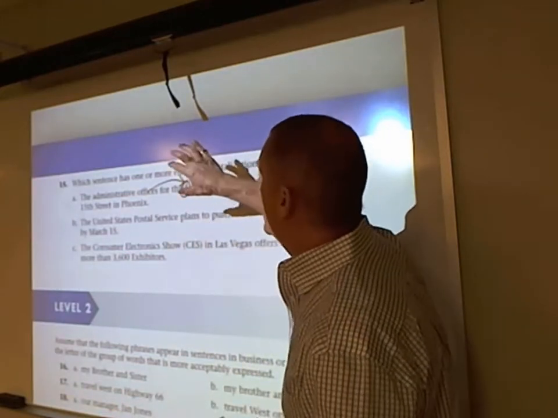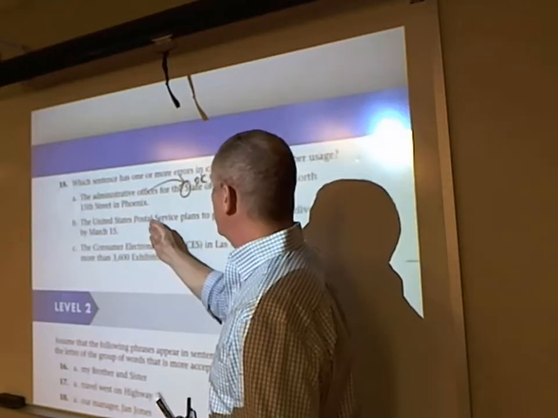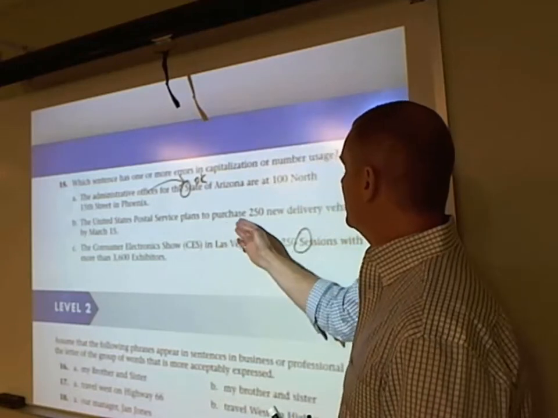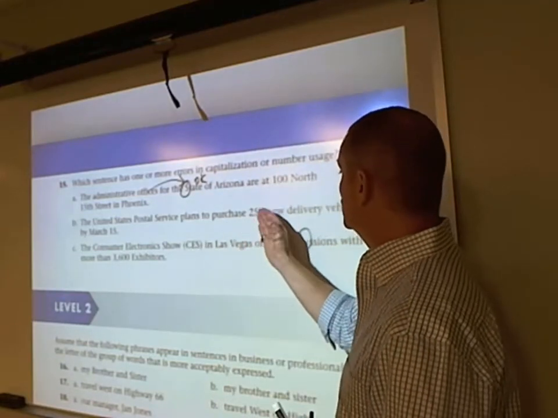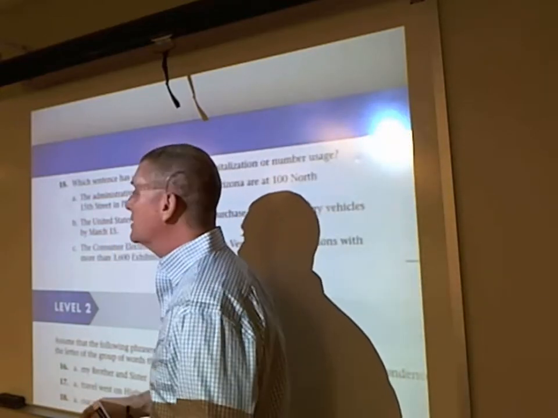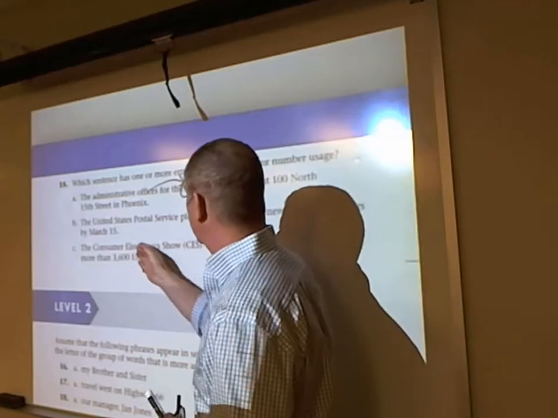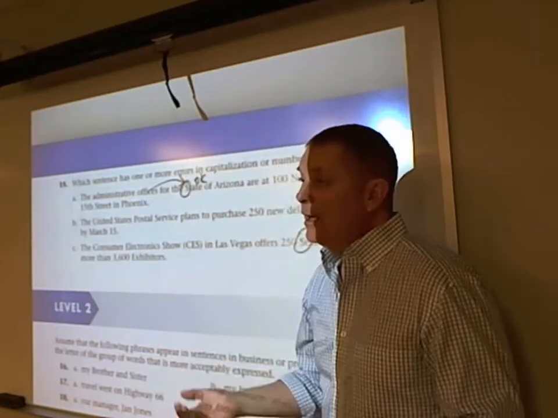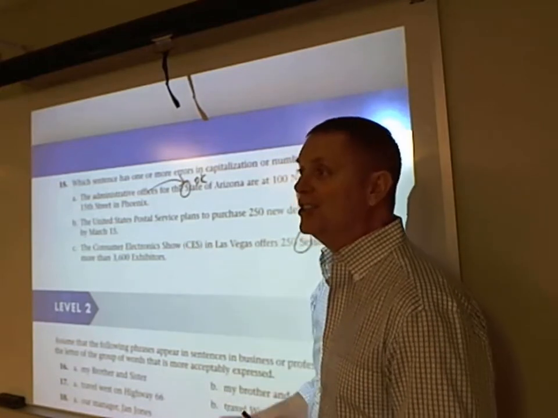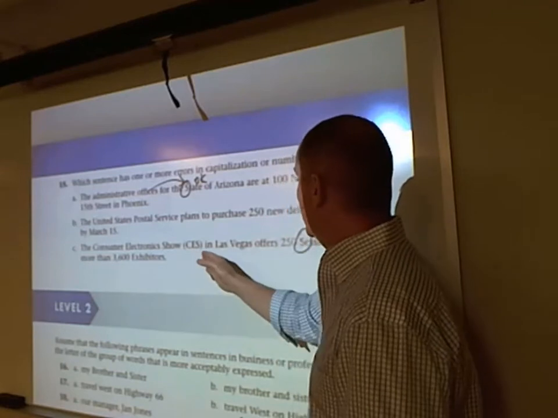Number 2, United States Postal Service, all capitalized for that particular division. Plans to purchase 250, above 10, so it's a figure. New delivery vehicles by March 15. 15 is a figure since it comes after the month. Then Consumer Electronics Show, and I wouldn't know if that should be capitalized or not, but they put the abbreviation afterwards, so now I know it should be CES. In Las Vegas, which is capitalized, offers 250, which is correct.